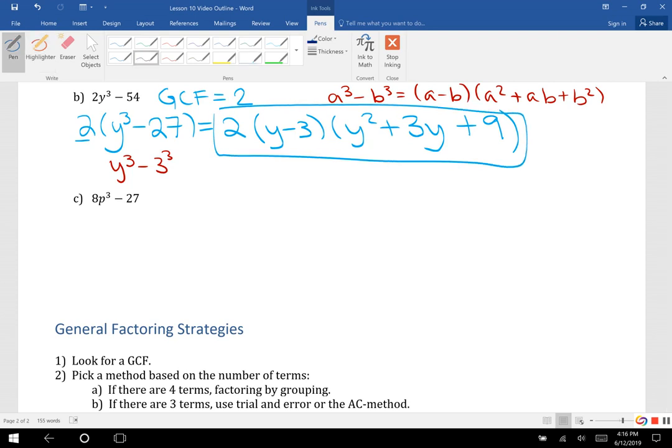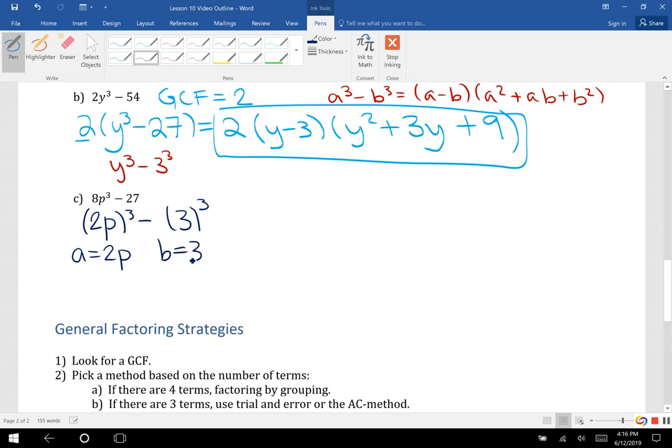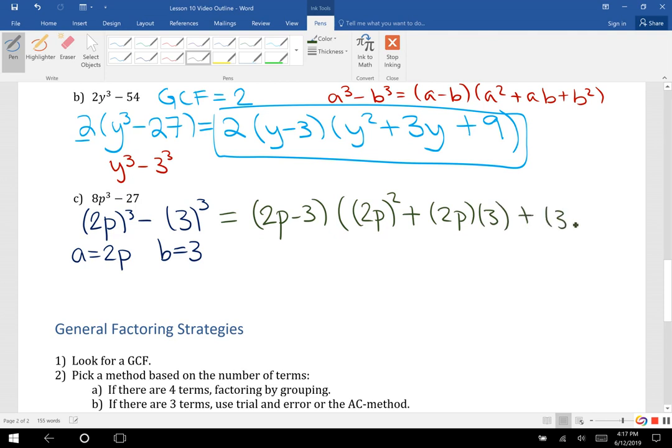All right, last one. In this one, both 8 and 27 are perfect cubes. This is the same thing as 2p to the third minus 3 to the third. So that means the a is 2p and the b will be 3. And let's use that pattern in red. So this should be a minus b, so 2p minus 3, and then a squared. So we're going to have to square that entire quantity, both the 2 and the p. And then it's plus 2p times 3 plus 3 squared.